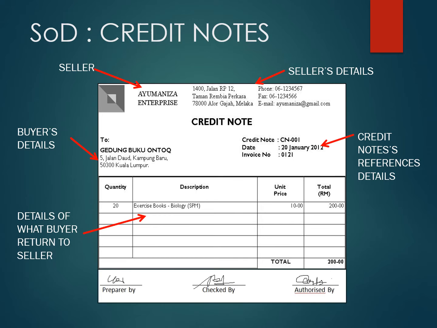And always remember the reference details of a credit note are a bit different from the invoice. So an invoice has credit terms, but the credit note must refer to which return is involved with which invoice. So let's say here the invoice number 0121, so it refers to which invoice this particular item has been returned. And again, you must have the date and also the reference number of the credit note.